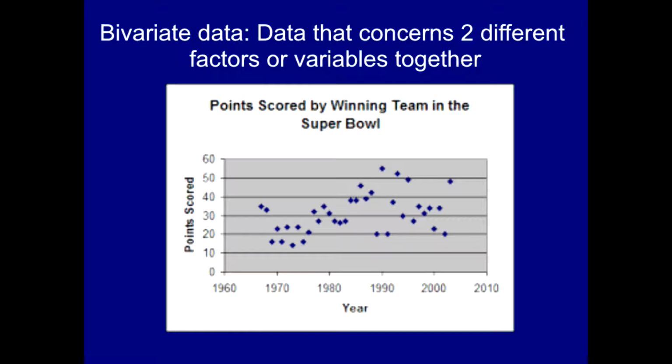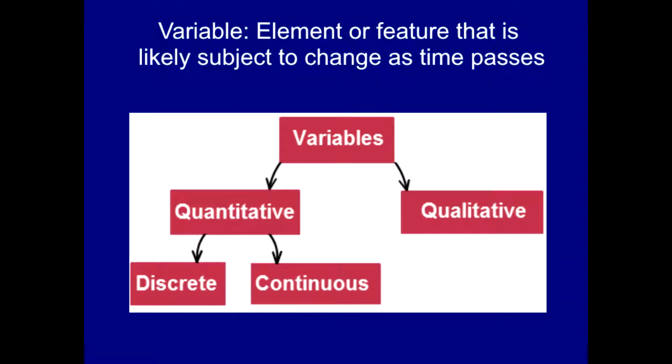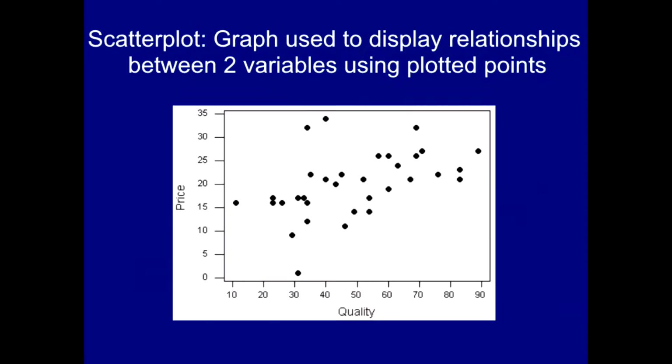Bivariate data is data that concerns two different factors or variables together. A variable is an element or feature that is likely subject to change as time passes. Most bivariate data is represented on a scatter plot. Scatter plots display an explanatory variable plotted on the x-axis and a response variable plotted on the y-axis.